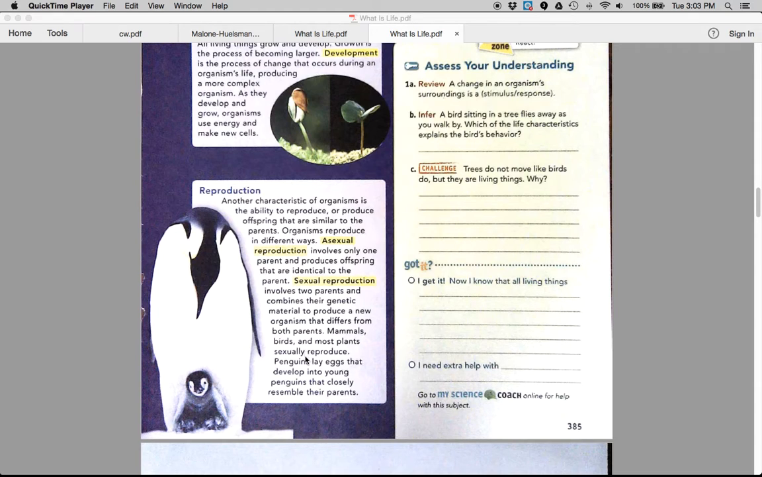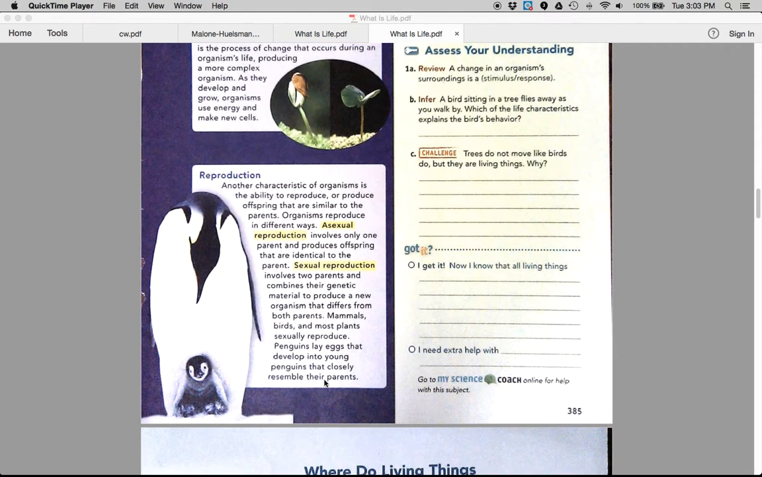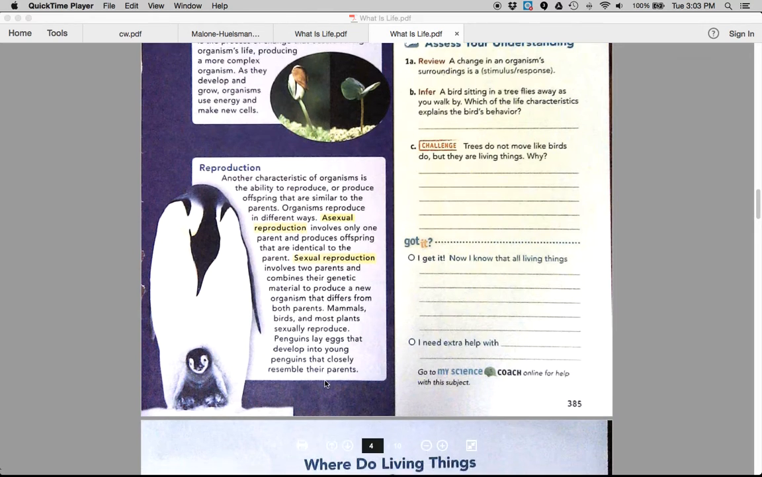Mammals, birds, and most plants sexually reproduce. Penguins lay eggs and develop into young penguins that closely resemble their parents.